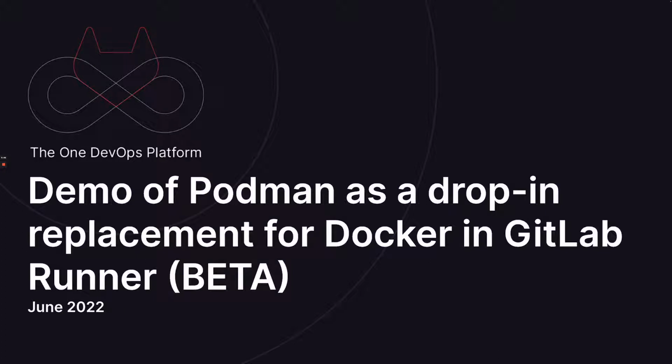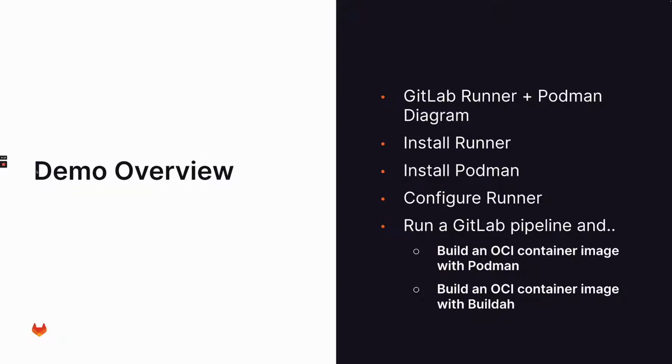Welcome to a demo video showing the setup and use of Podman as a drop-in replacement for Docker when GitLab Runner is configured to use the Docker executor on Linux. In the video, we will cover an overview interaction diagram of Runner and Podman. In the example, GitLab Runner and Podman are installed on a virtual machine running Ubuntu. I'll also briefly touch on the prerequisite installation steps for both GitLab Runner and Podman.